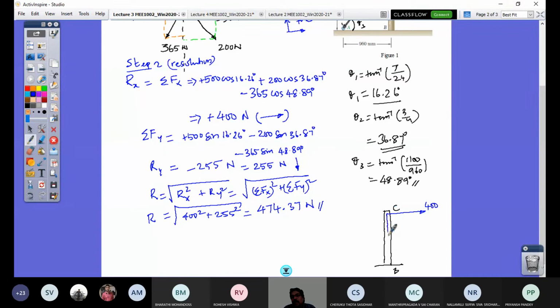another one is 255 Newton. So this is Rx and this is Ry. So now what is its resultant? You can replace these two by a single force, and it is very easy here because it's a triangle. So you would get your resultant force R, which is calculated by its magnitude 474.37 Newton. And you have its direction to the horizontal, theta.